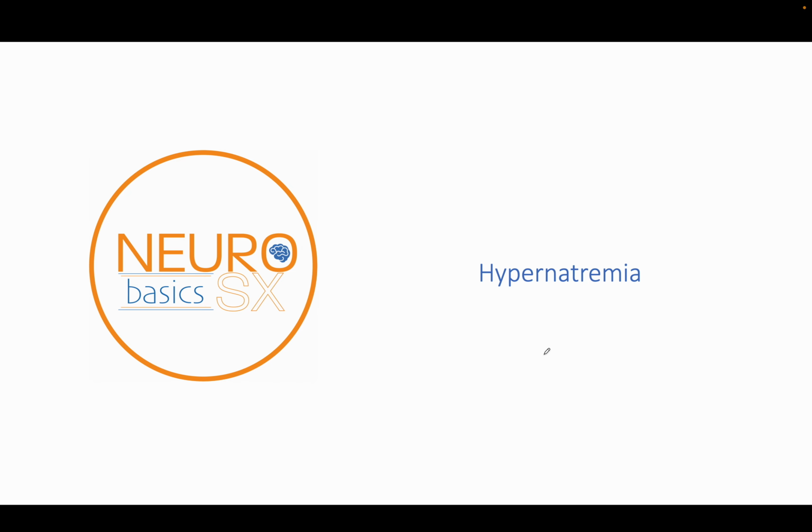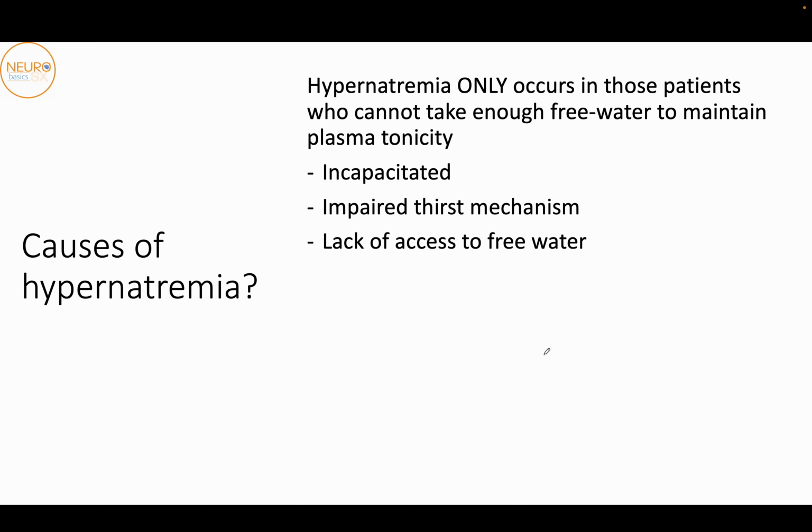Right, so now coming to hypernatremia, this is a much easier and simpler topic to understand. The most important thing to remember in hypernatremia is that a normal patient who is awake, who is conscious, even if they have diabetes insipidus, is not going to develop hypernatremia, because the thirst mechanism is going to make sure that you're taking enough free water to keep the sodium levels normal. So hypernatremia can only occur in patients who cannot take enough free water to maintain the plasma tonicity, regardless of whether they have any other problem or not. Even if they have DI, if they're able to take in enough water, they will not develop hypernatremia.